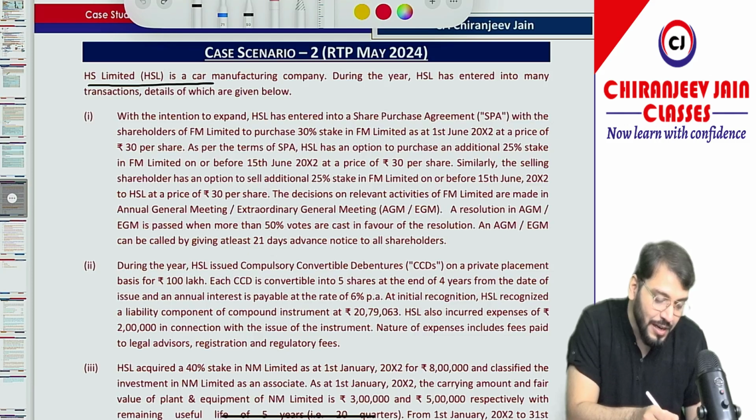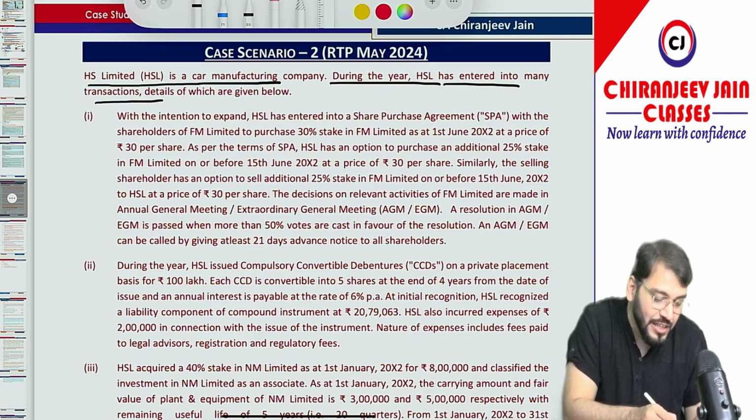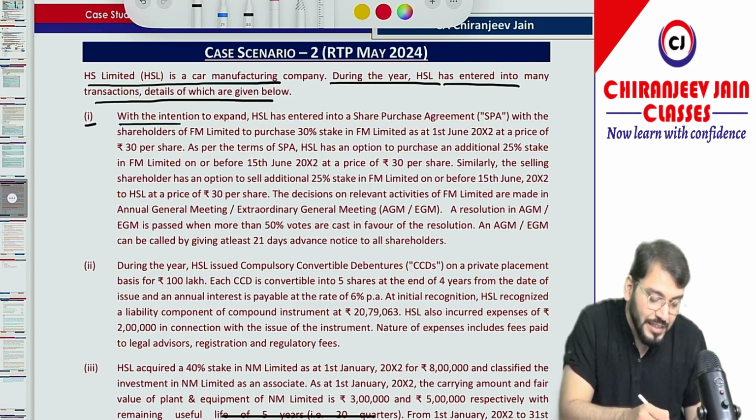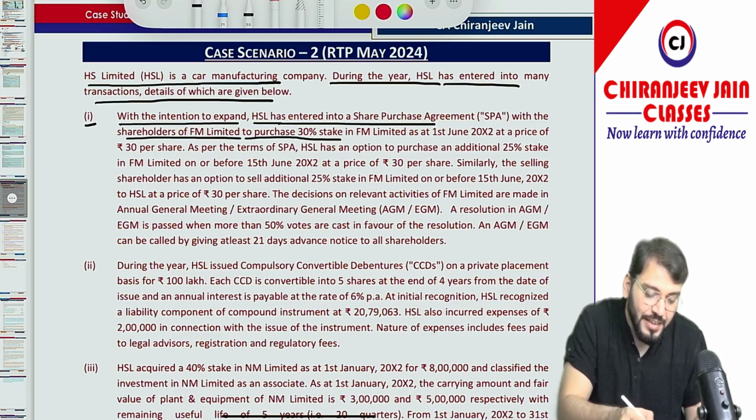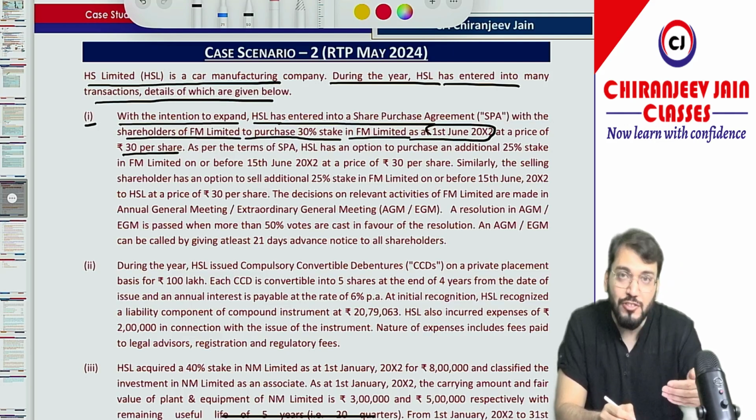HS Limited is a car manufacturing company. During the year, HSL has entered into many transactions, details of which are given below. Point number 1. With the intention to expand, HSL Limited has entered into a share purchase agreement with the shareholders of FM Limited to purchase a 30% stake in FM Limited as at 1st June 2002 at a price of 30 rupees per share. So they have done one agreement to purchase 30%.